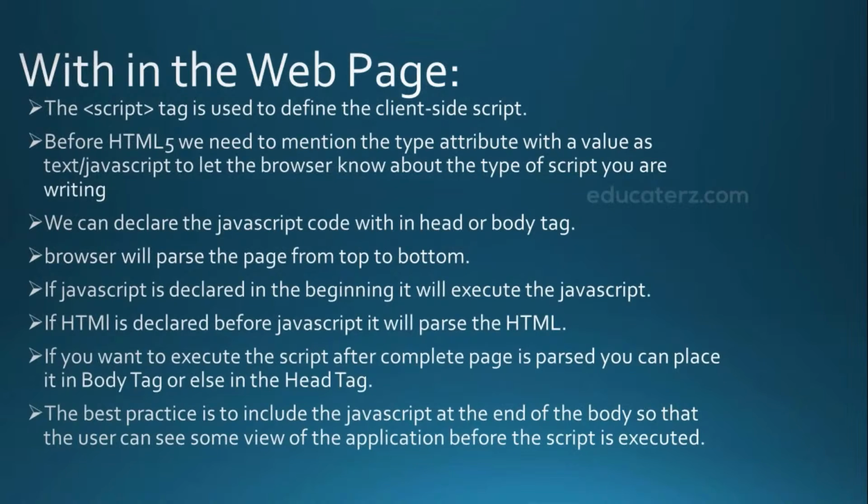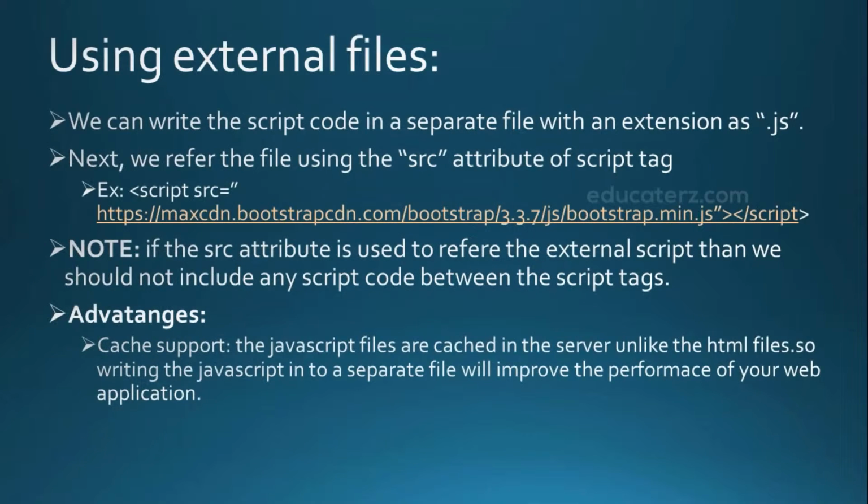And third thing, using external files. We can write the script code in a separate file with the extension .js, which denotes a JavaScript file. And we can refer to the file using the source attribute of the script tag. As here you can see, I am referring to the bootstrap.js file using the source attribute of the script tag.